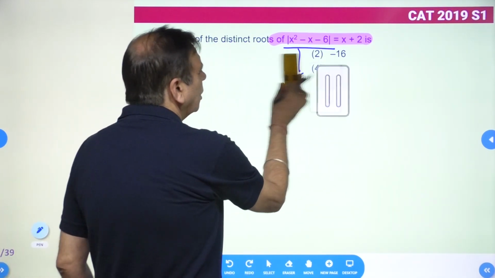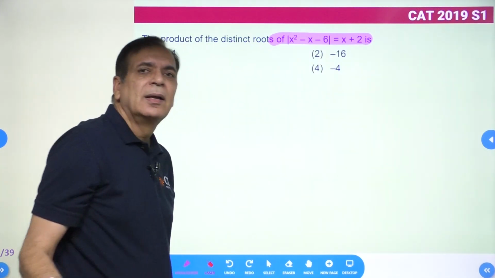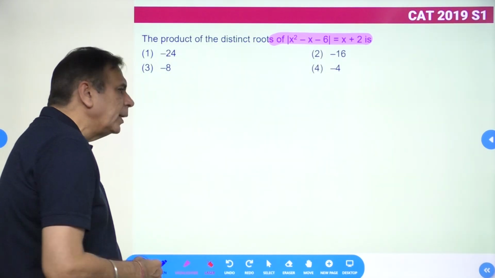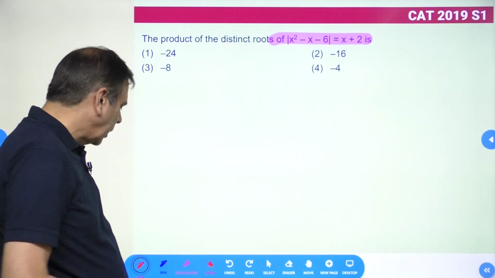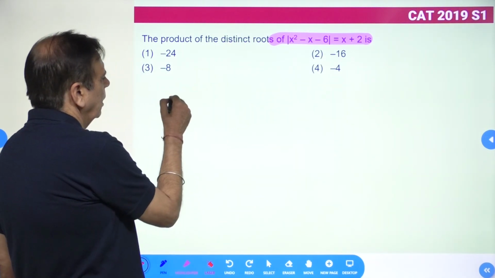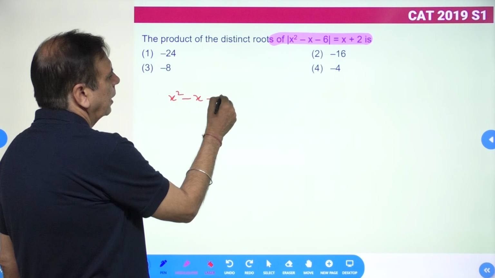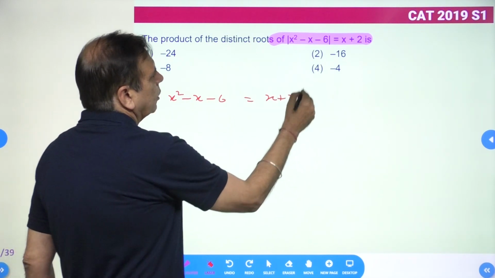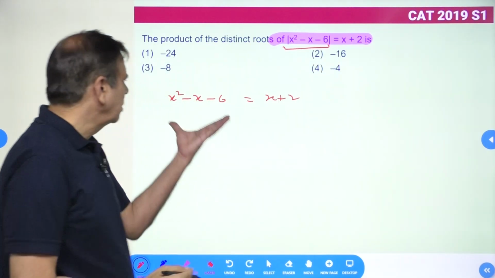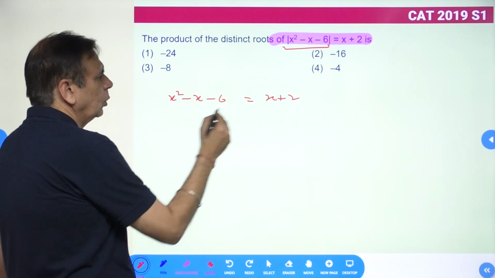Please remember, on seeing a modulus you should understand that the number of equations is going to be 2. We will have to do the same thing twice. So let's check the first case. X square minus x minus 6 is equal to x plus 2, which means I'm saying this is positive. If this is positive, it will remain. Okay. So what do we get?